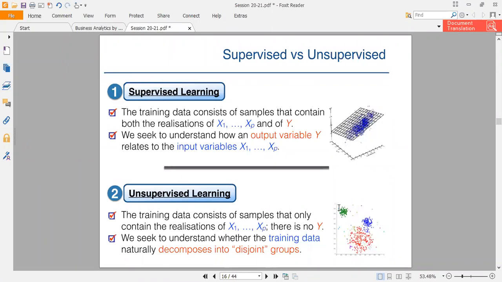You can also do this on some other variables, as we'll see later on. So that's the difference between supervised learning and unsupervised learning. Supervised learning में you have some output variable जिसको आप predict करना चाहते हैं. Unsupervised learning में you do not have any output variable. You only want to basically cluster your data, group your data into different sets. ठीक है?